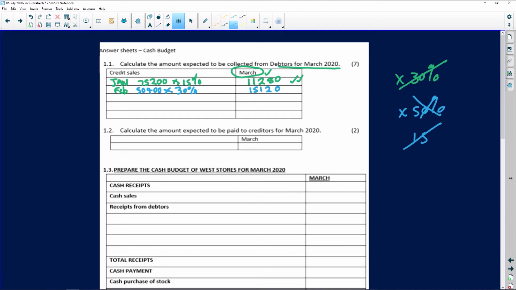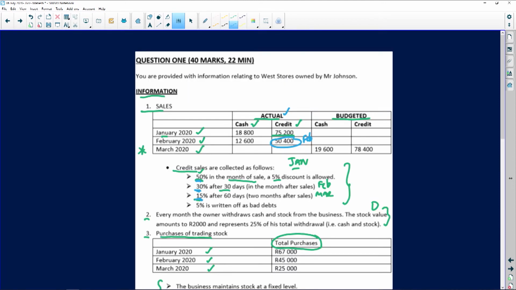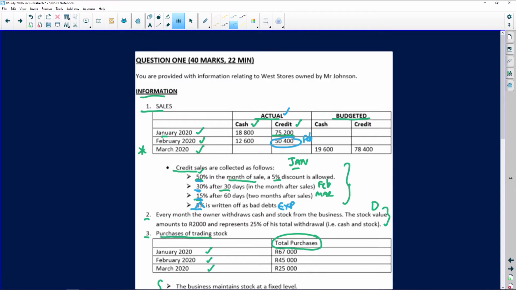Right, and then very important, something that I left out, you would have noticed I completely ignored the 5%, the balance, which is written off as bad debt. And remember, the reason for that is this item is an expense. Obviously, it is not a payment of cash. So it's a non-cash item, which I do not need if I'm doing a cash budget. Okay. Right, so the month of February sorted.